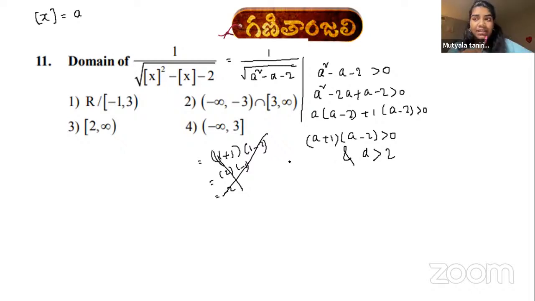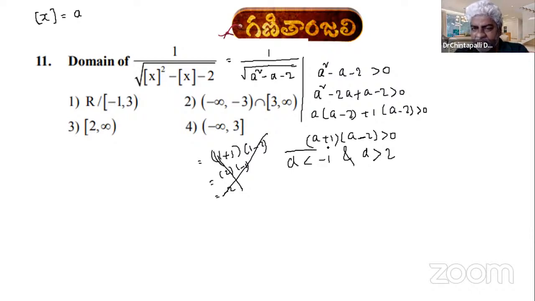a must be less than minus 1. As you know, this is negative 2, the opposite side is positive 2. Yes, sir. It is positive 1, the opposite side is negative 1. So a must be less than negative 1 and greater than 2. Can you give an example for a number which is less than negative 1? Negative 2, sir. Put negative 2 in the above inequation.